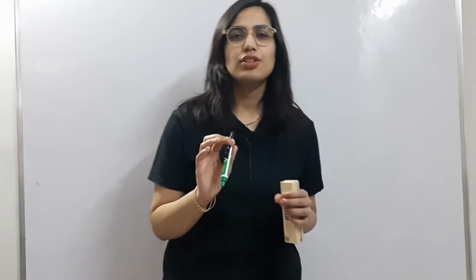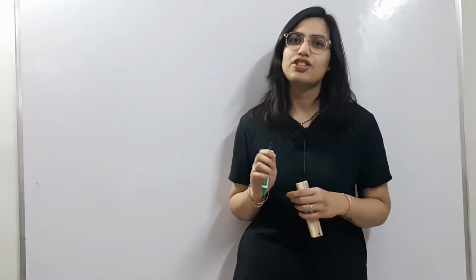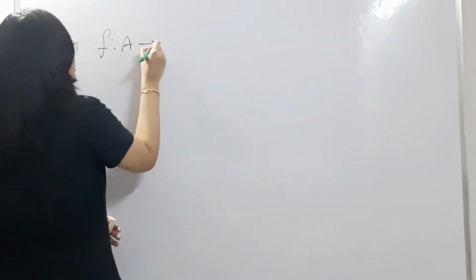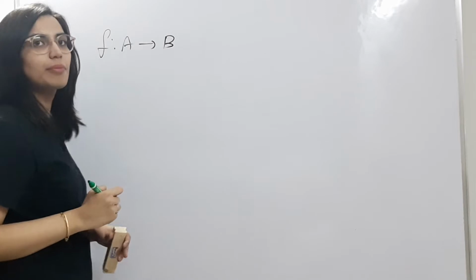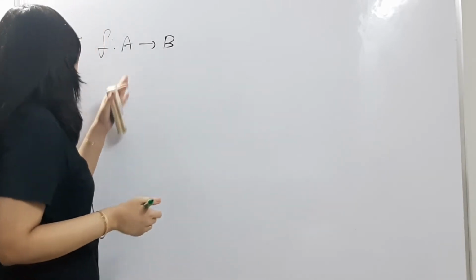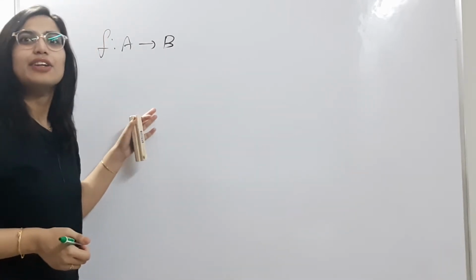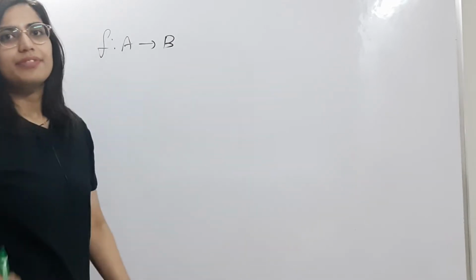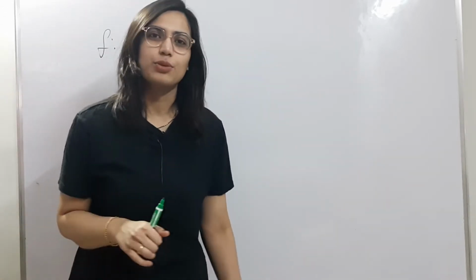In my previous video, we have seen the exact definition of a function. I hope you understood the relationship between a function and a relation and the definition of a function. We have defined the function from A to B, this is the notation of the function from A to B, wherein every value of A will have a unique image in B. That is the definition of function that we know.